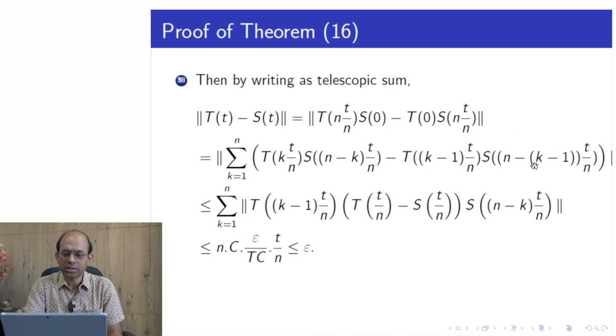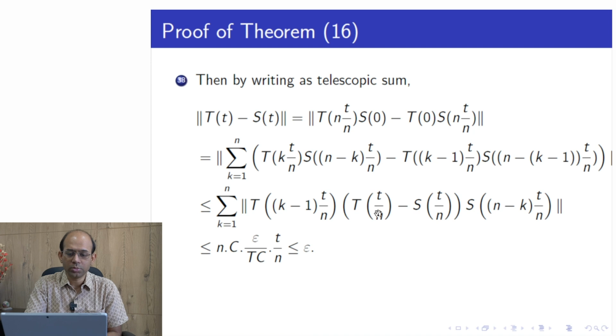And from here, since I have already taken this term common, I would get the identity. However, here I have S of n minus k plus 1, but I have taken common S minus k, so plus 1 t by n would remain here. So that appears here: capital T of t by n minus capital S of t by n. So these simplified terms appear here.